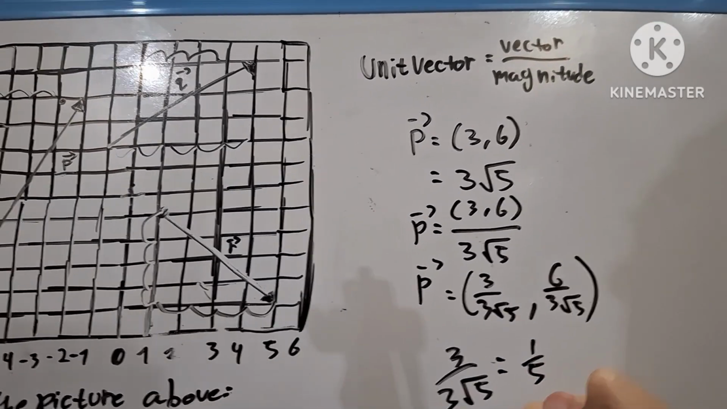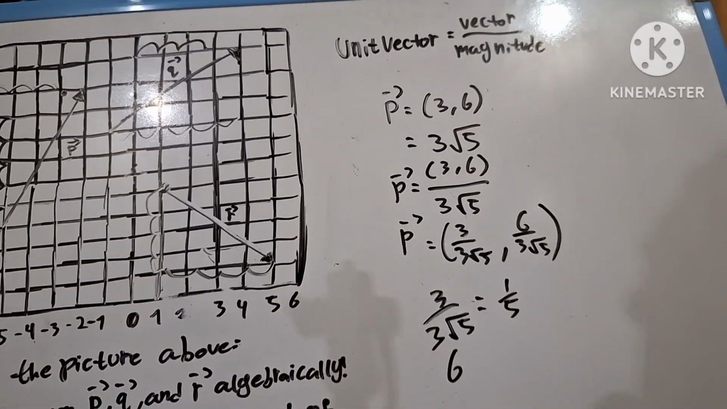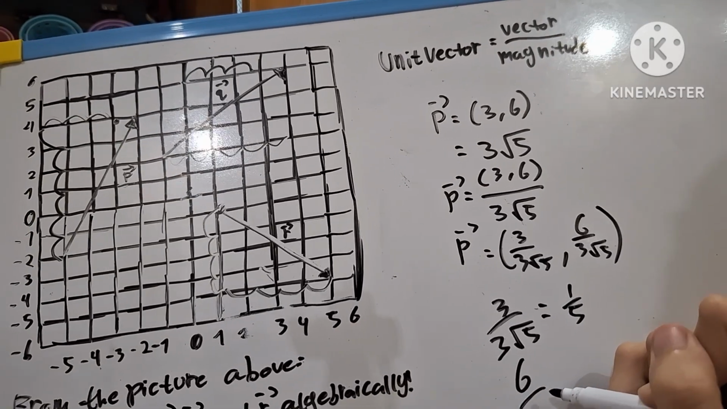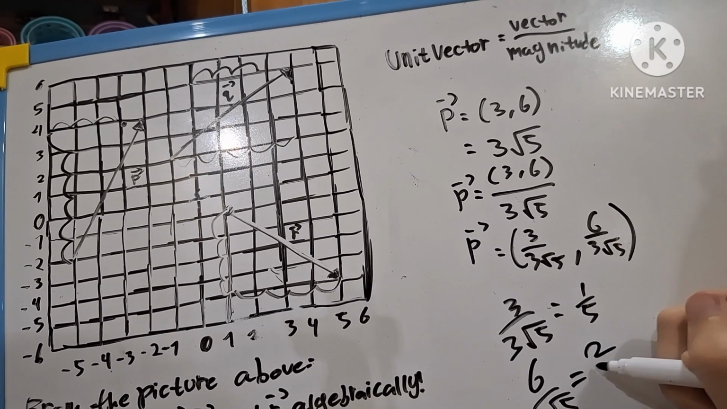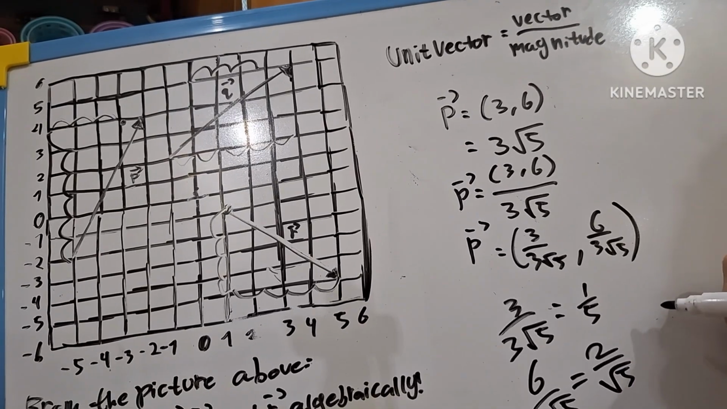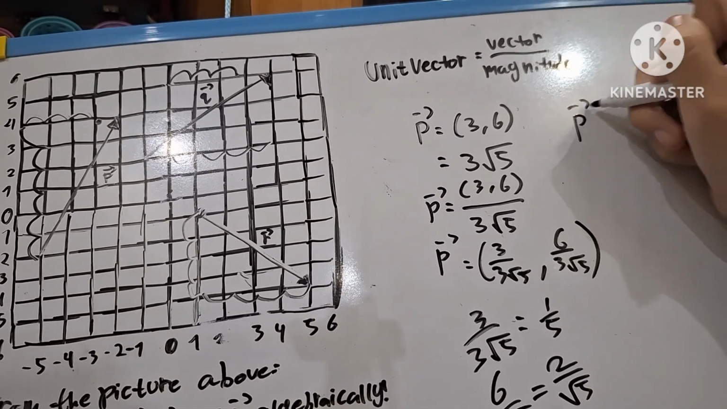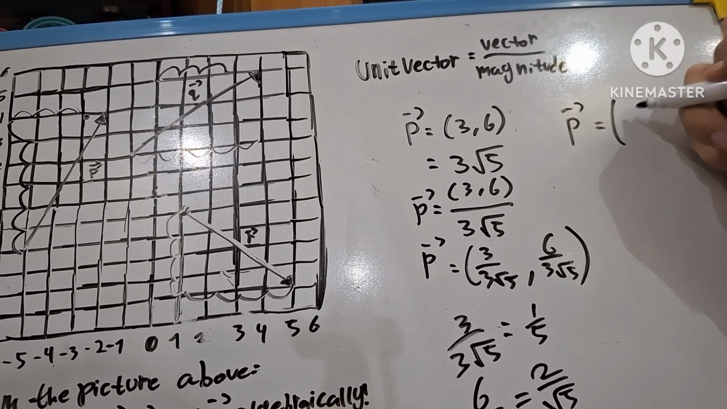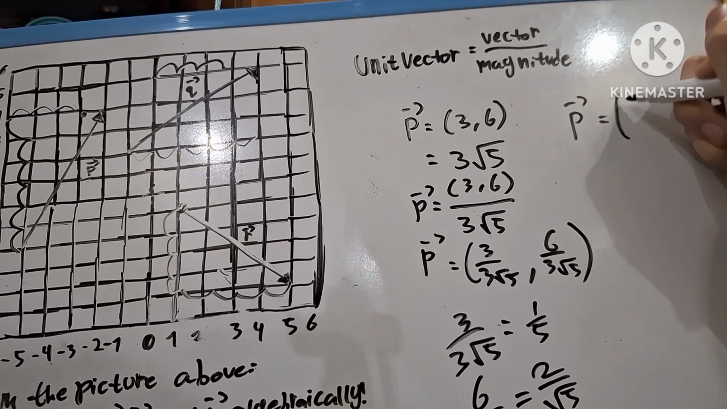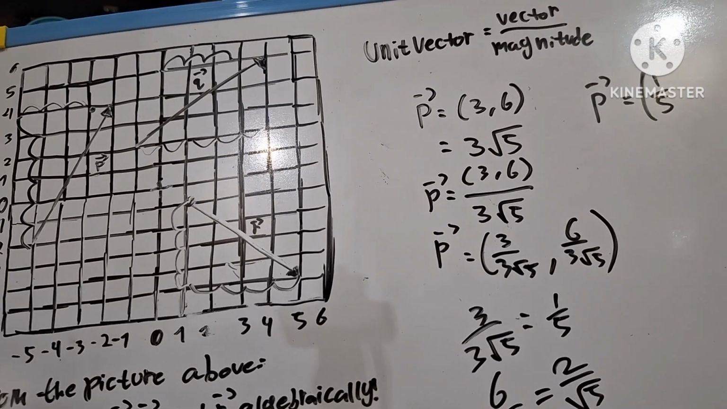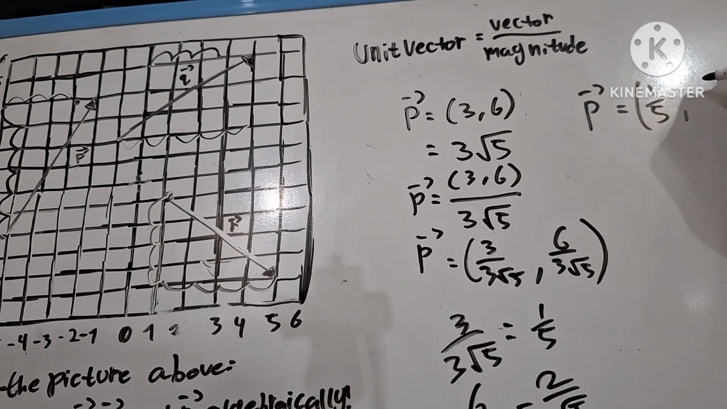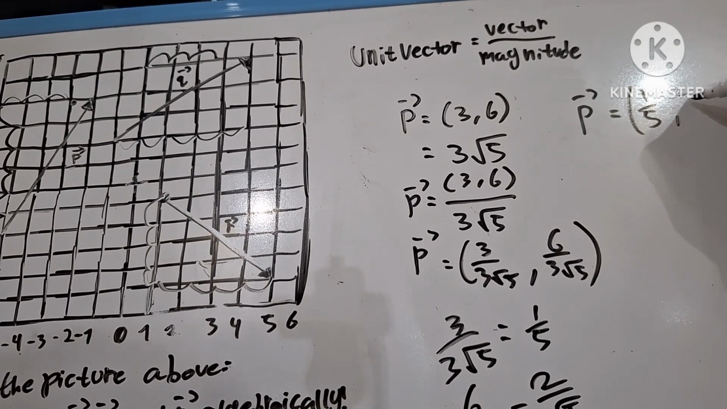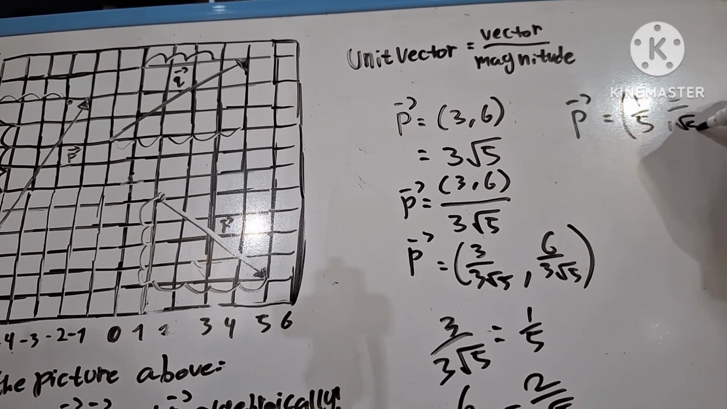Go to 1 over root 5. Going down again, make it 6 over 3 root 5 again. And we'll get 2 over root 5. So that would mean P hat would equal 1 over root 5, 2 over root 5.